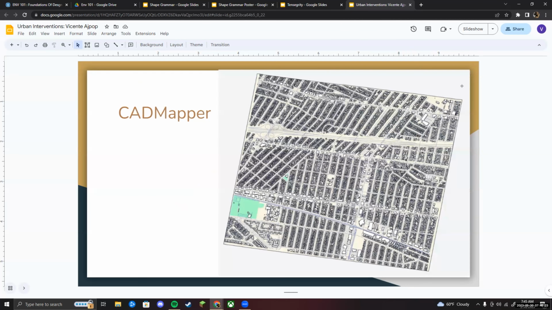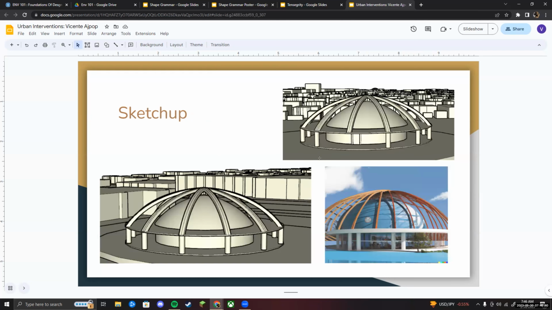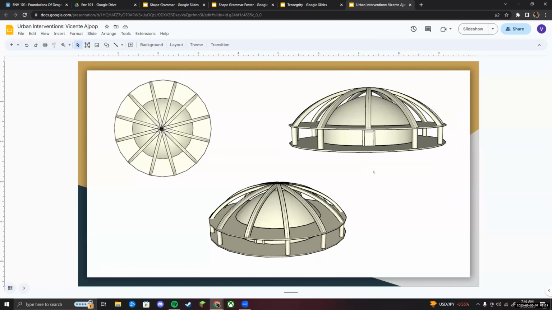For this project, we used CAD Mapper. In CAD Mapper, we're able to get a 3D model of the one-mile radius around this site study. In SketchUp, I was able to create the library. So this library is the urban intervention I chose to do. Here are some more views of my model.